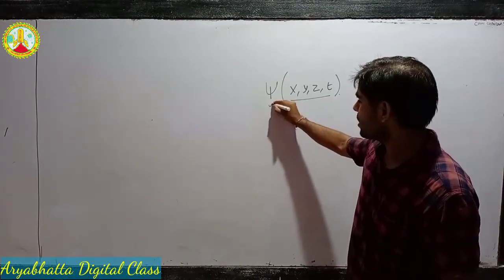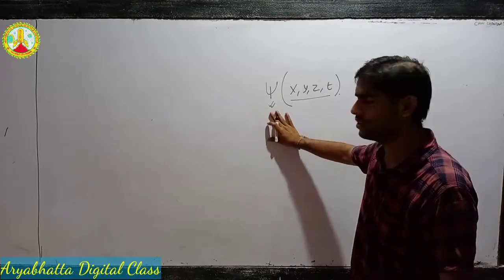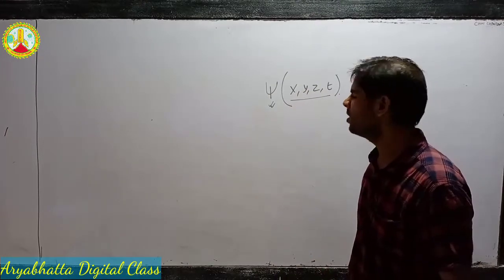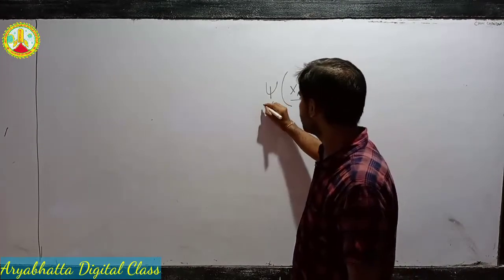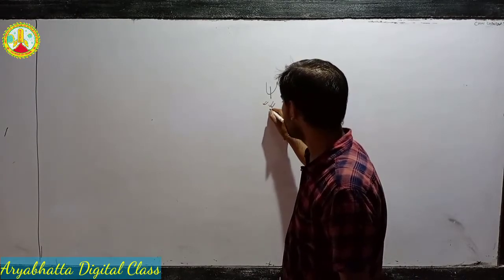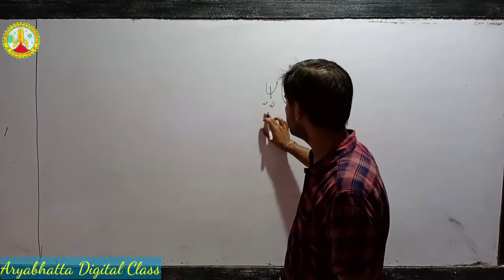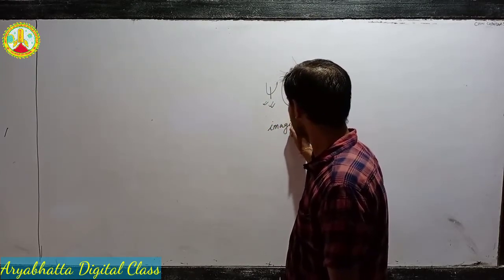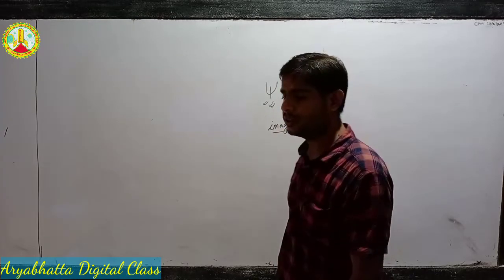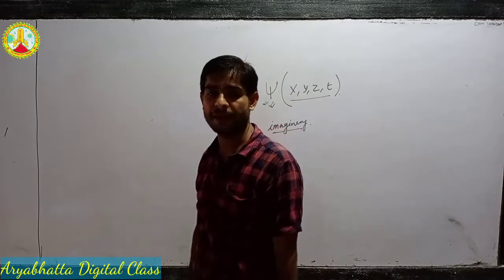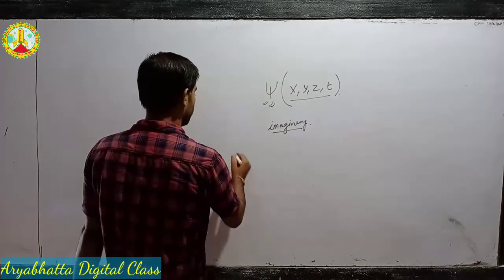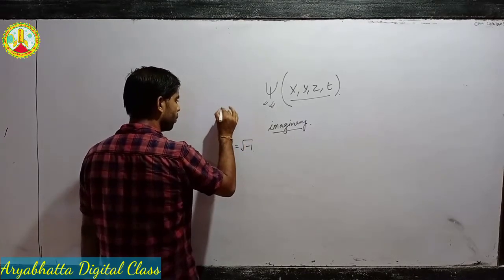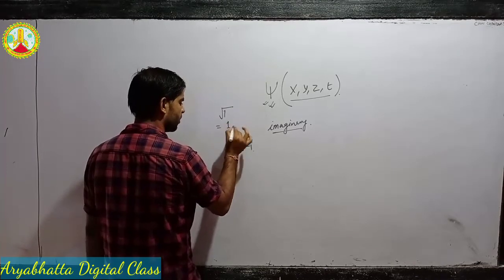And see, the value of psi, when we solve this Schrodinger's equation, we will get the value of psi. Most of the time it can be real, but the main thing is sometimes it can be imaginary. Now what is imaginary? Have you studied complex numbers? I'm not sure whether you know complex numbers, but i is equal to root minus 1. We know that the root of 1 is 1.